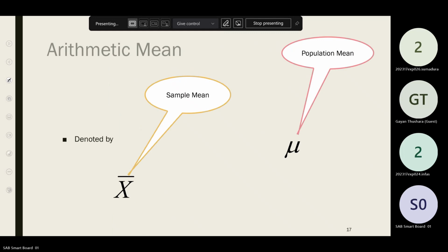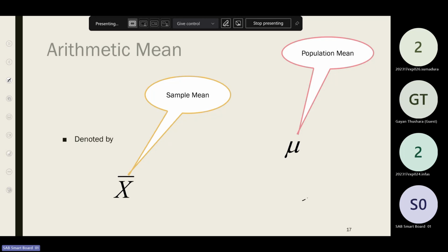Arithmetic mean. Okay. So we said we can have the population data, we can have the sample data. If the population data is available, we can calculate the population mean. If the sample data is available, we can calculate the sample mean. We need two different notations so that we can identify whether this is the population mean or the sample mean. For population mean, we use the notation mu.